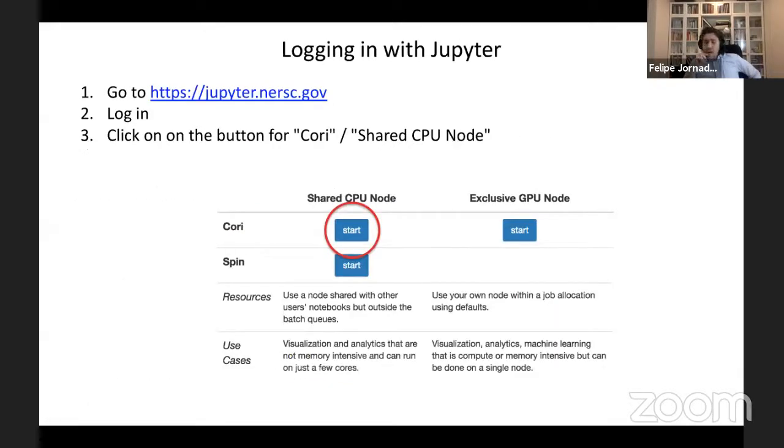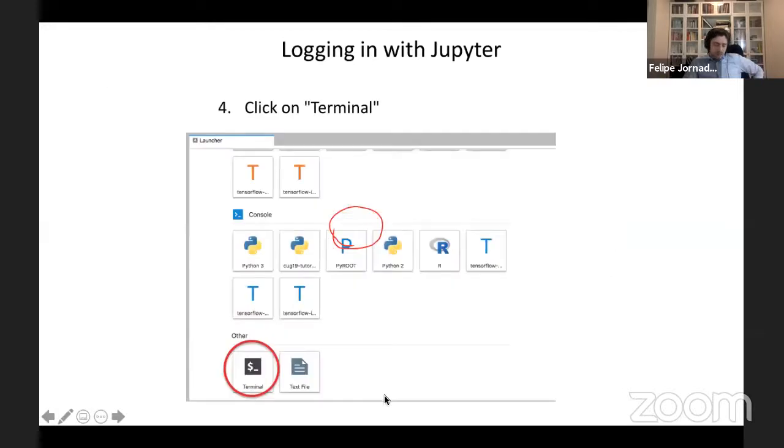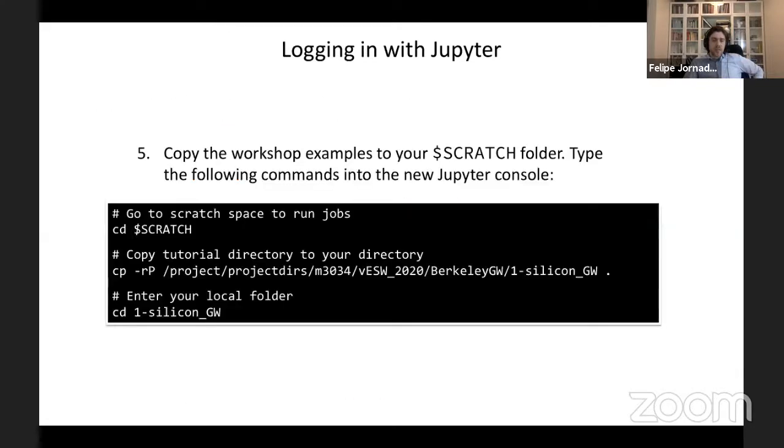I think that you didn't have any instruction so far on how to log into Cori, but the way that we suggest to run the workshop is by using Jupyter, which is a web interface that gives you access to both the files and the terminals. And Jupyter is actually very convenient because it allows you to easily see the band structure plots at the end of the day. So what you want to do is go to jupyter.nersc.gov, log in, and click on this button to start a Jupyter node. After you start, scroll to the bottom and click the button to open a terminal. After you open the terminal, type the following commands.